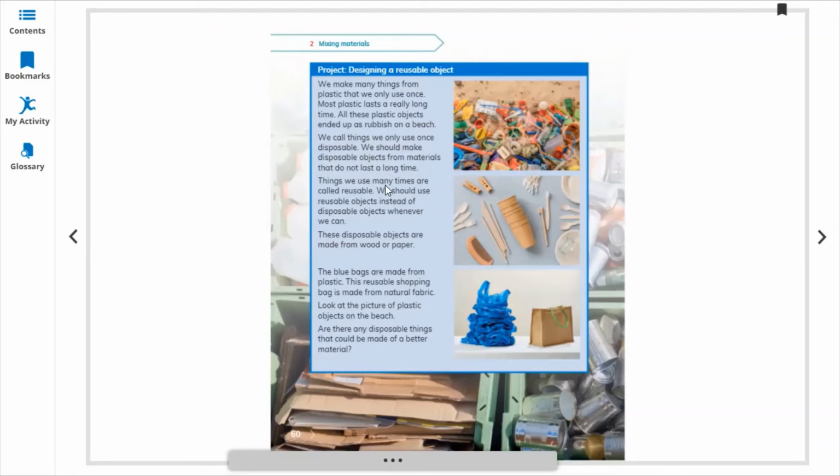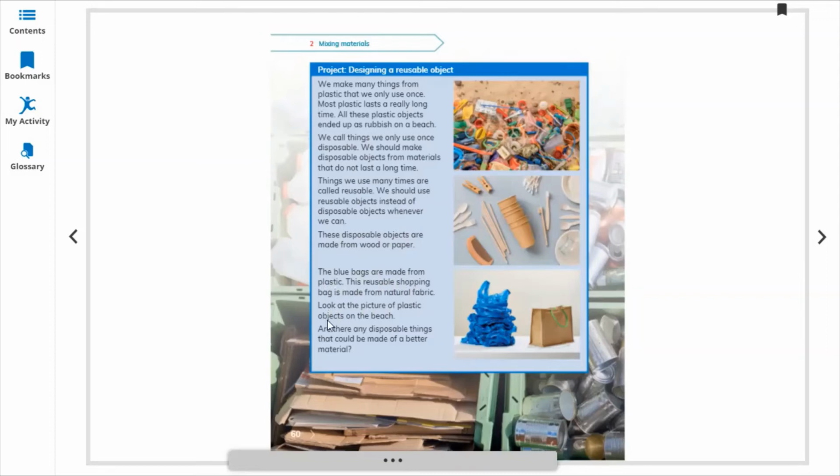Things we use many times are called reusable. Reusable, we can use it again. We should use reusable objects instead of disposable objects whenever we can. Like a can for plastic, we can use it again and again. These disposable objects are made from wood or paper. You can see here, the blue bags are made from plastic. This one, shopping bag: this reusable shopping bag is made from natural fabric.